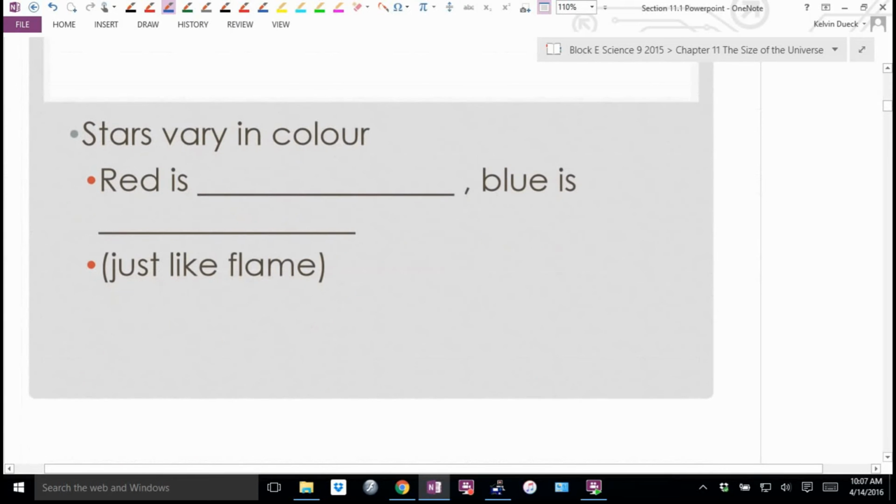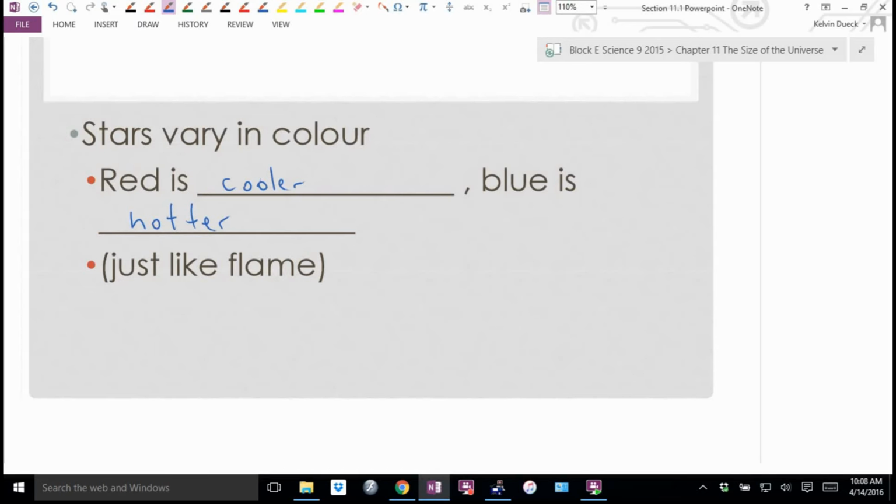Stars vary in color. Red is, well, what's cooler? A red flame or a blue flame? So just like flame, red is cooler, blue is hotter. Now, at nighttime, when you look at stars, you don't notice colors. You need some pretty good instruments, Sierra, to detect this, but we can.